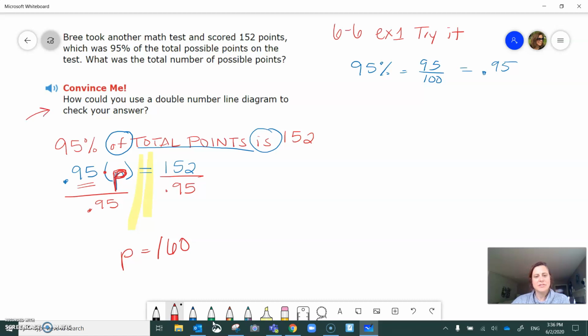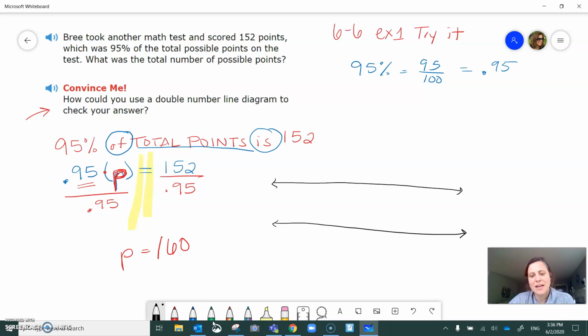They said, how could you use a double number line diagram to check your answer? Tommy's having a lot of fun. I wonder if I can even draw a straight line on here. I'm going to try. All right, so here's this number line. I'm going to draw another one here. I'm going to have these number lines split up into 10 parts.